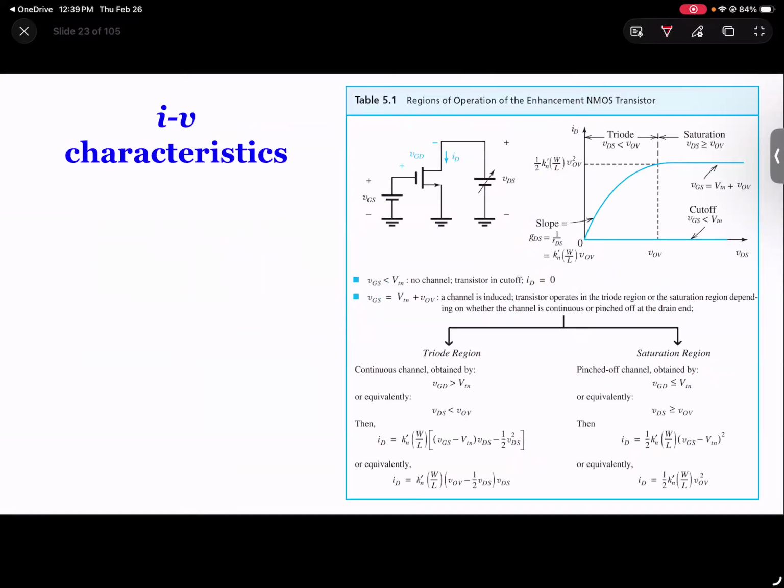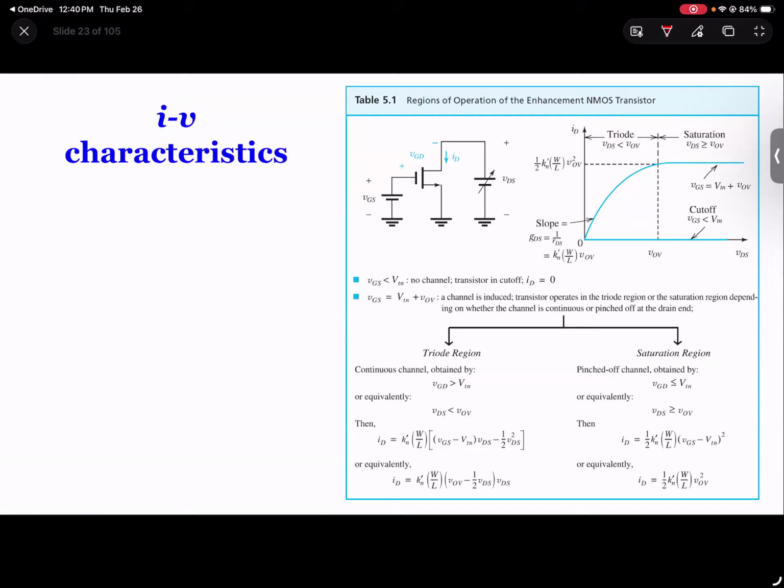And this table, you should copy it, because this one really illustrates the relation between VGS, VDS, and the regions. Basically, we divide this into two regions. In this region, we call it triode. Triode region means VGD is larger than VTN. Well, why is that? Because that's what happens if you look at the diagram over there.